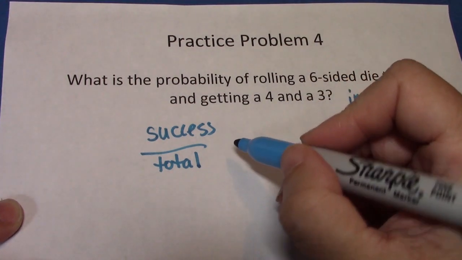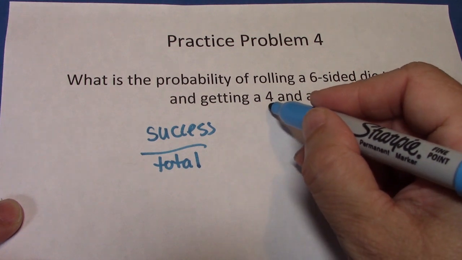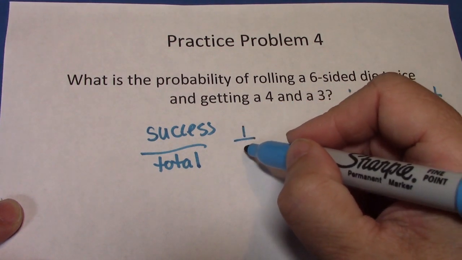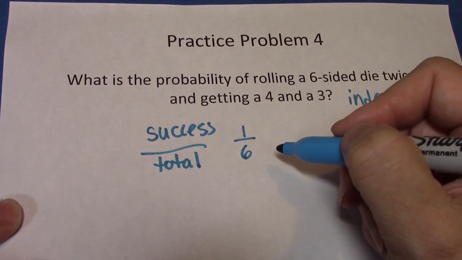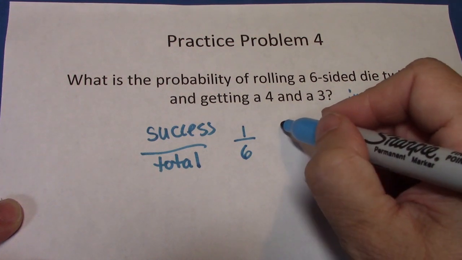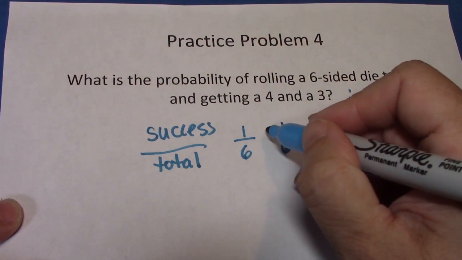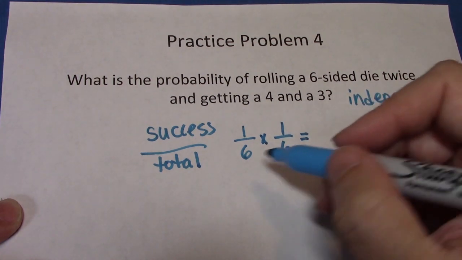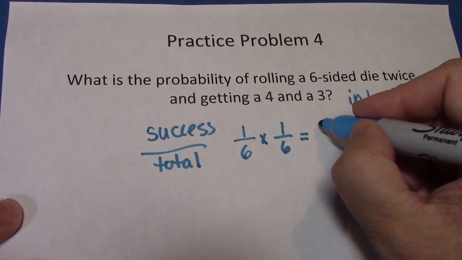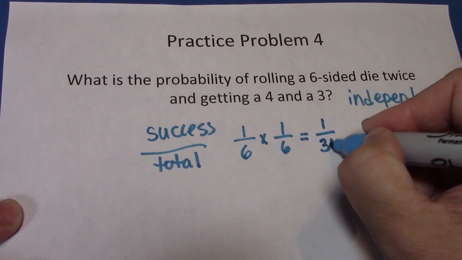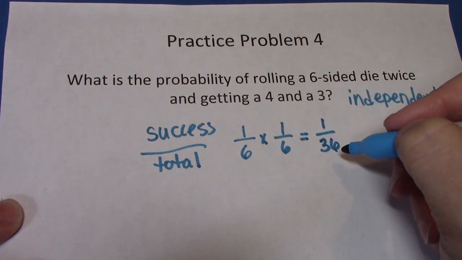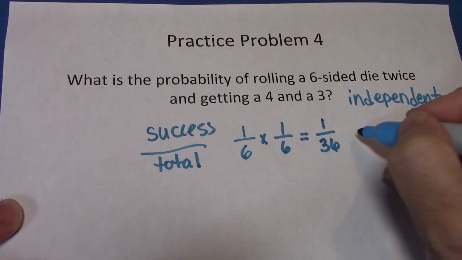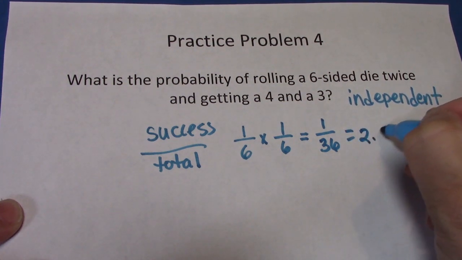So the first one is going to be the probability of getting a 4. That's 1 out of 6 total possibilities. And the second one is the same. 3 is 1 out of 6. We have to multiply those together to get the probability of getting both things happening. We get 1 out of 36, and as a percent, that's only 2.8%.